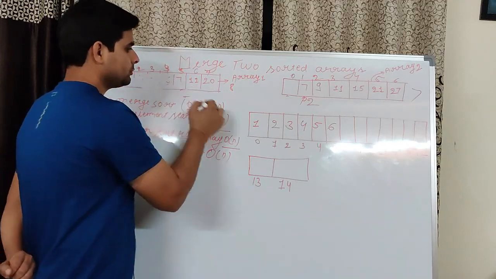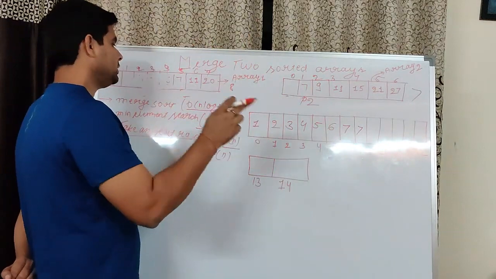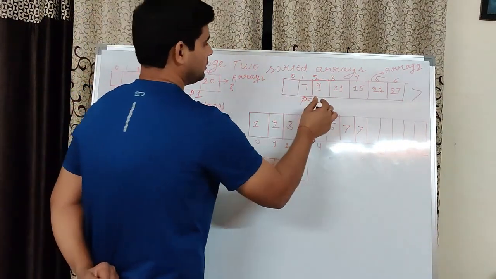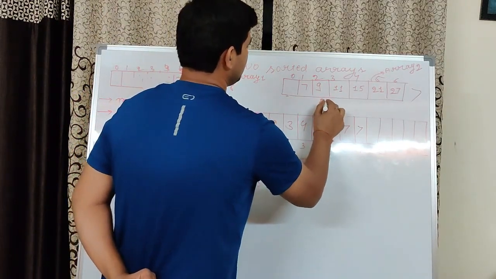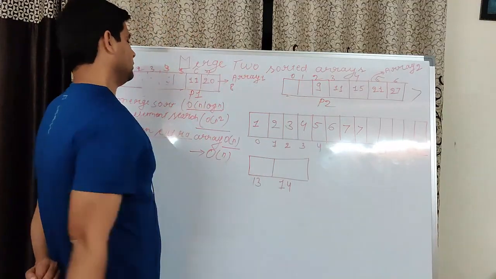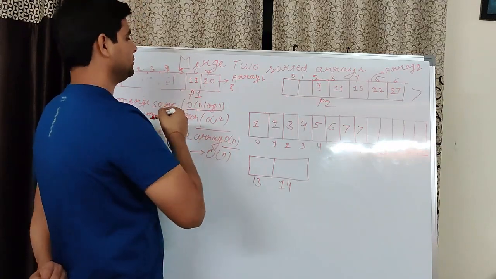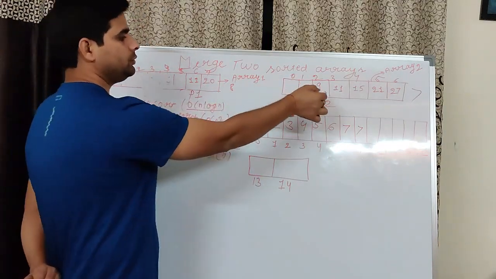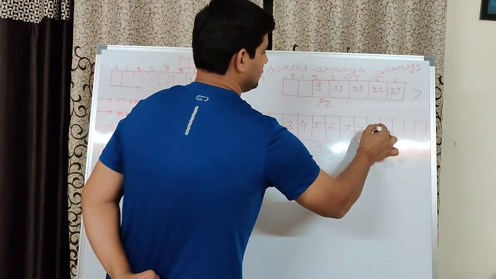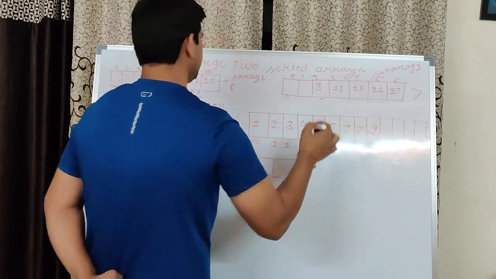So first I will put it here, 7 and 7. After putting that, I will move the counters. Now p1 will point to here and p2 will point to here. Now it has been processed. Now compare which one is smaller. Here p1 is greater than p2, so I will put the p2 element. So 9 is there. Now I will again process it.